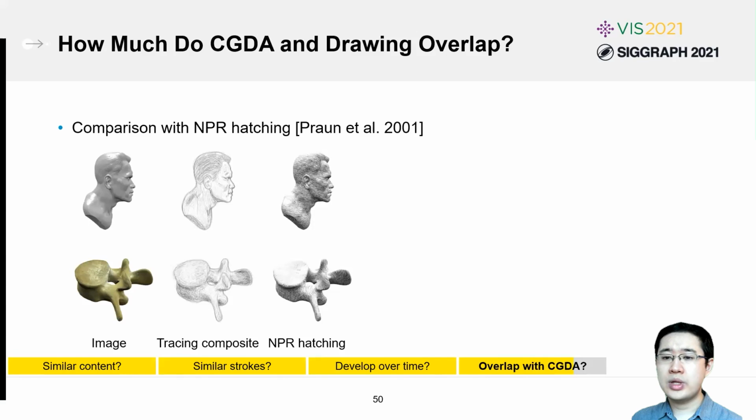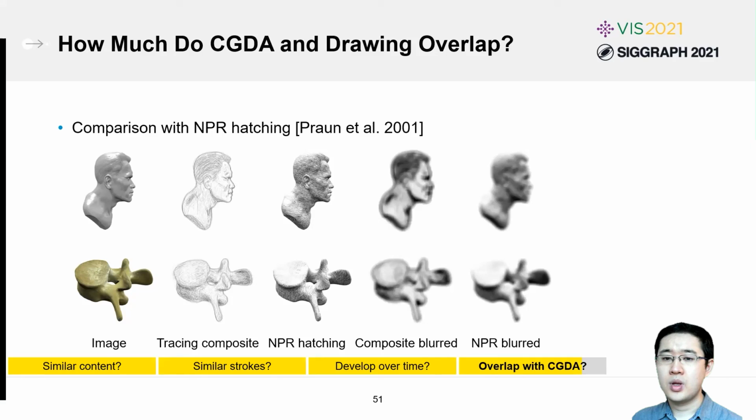We compared our data with output from an NPR hatching algorithm, as people often depicted tone details using hatching. We composited all drawings for each prompt and blurred it to get areas of dense stroke coverage. We then compared it with the blurred version of NPR hatching. We computed the fraction of pixels in the blurred NPR hatching whose response was near that in the blurred drawing composite and vice versa.